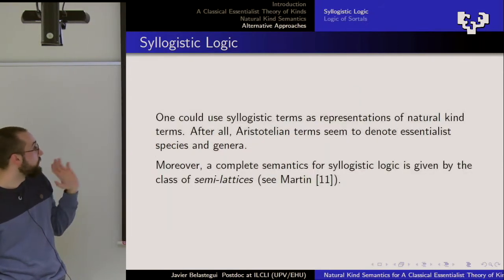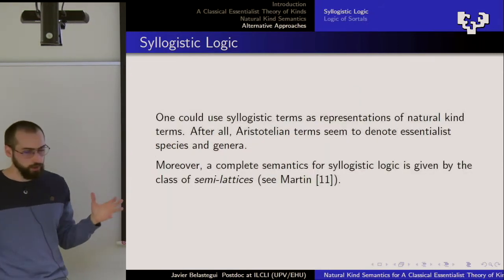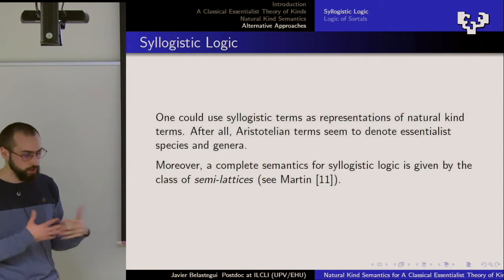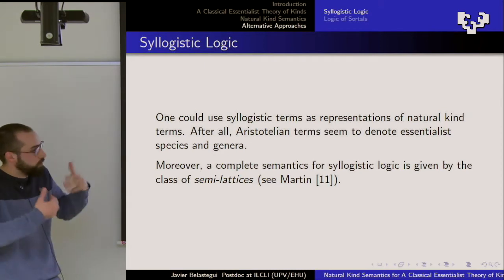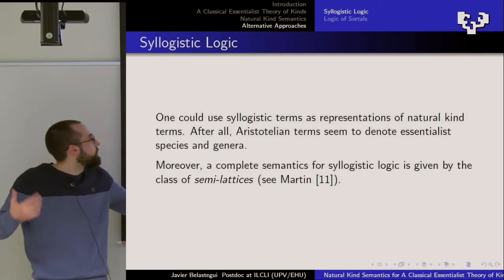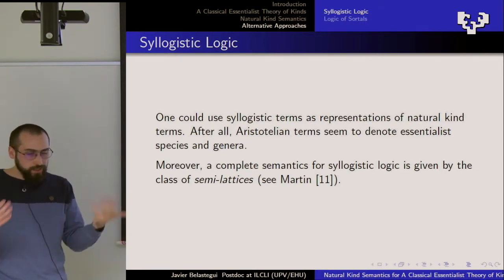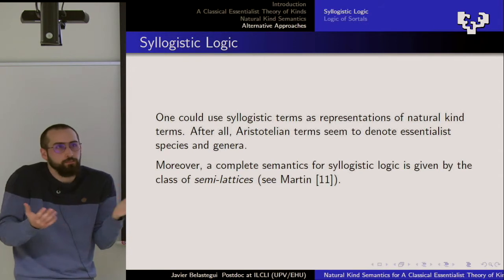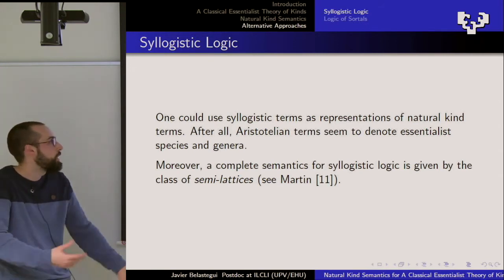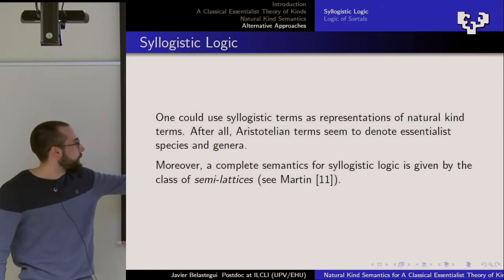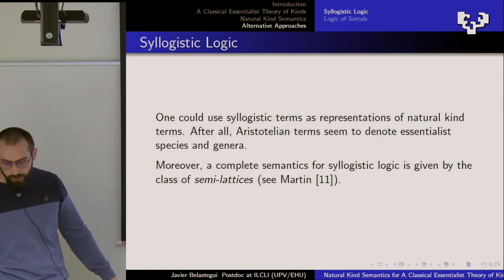Okay, so this is nice to explain syllogistic reasoning, and it's pretty Aristotelian, so you would think, why not think about this as a better logic for kinds? Talking about species and genera from an essentialist point of view, so why not? And in fact, the complete semantics is given by semi-lattices.